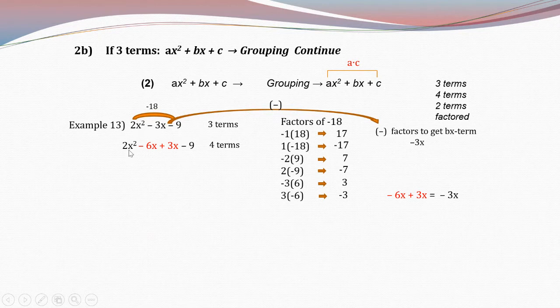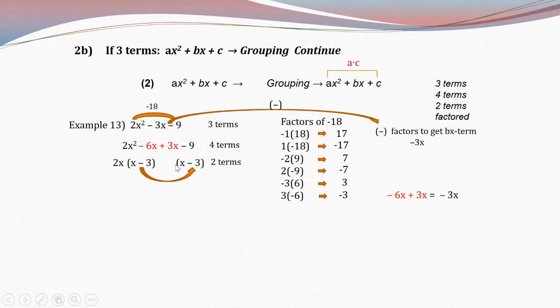If you notice, guys, this does not change the original expression, because it's the same thing. There's my 2x squared, there's my negative 9, and negative 6x plus 3x gives me my middle term, which is negative 3x. Now we do it by grouping. The first 2 terms have in common a 2x. If you factor it out, what's left is x minus 3.